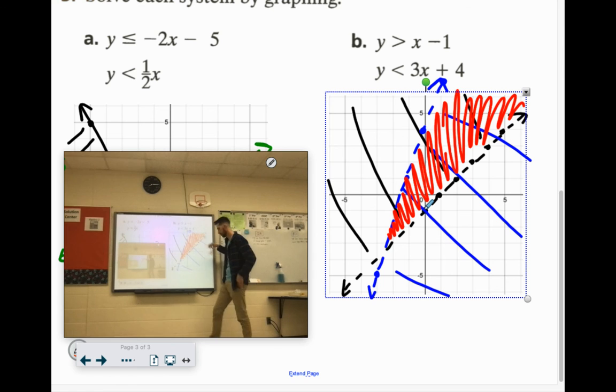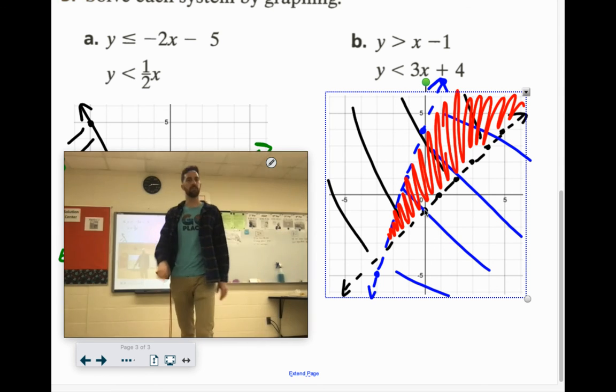Sweet. Cool. We did it. We graphed linear inequalities.